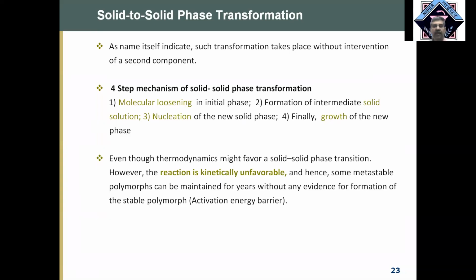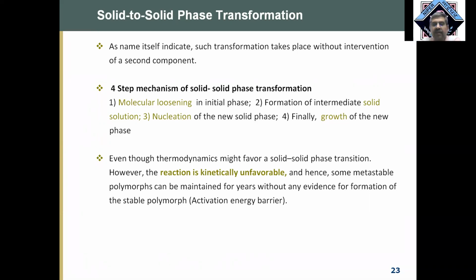Even though thermodynamics might favor a solid-solid phase transformation, the reaction is kinetically unfavorable and hence some metastable polymorphs can be maintained for years without any evidence for formation of the stable polymorph, because there is an activation energy between the metastable phase and the stable phase.